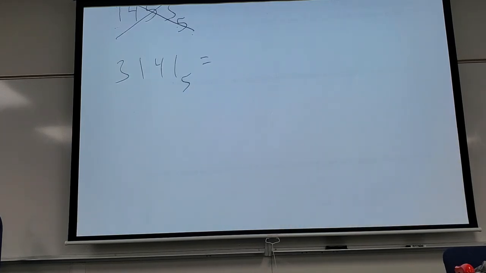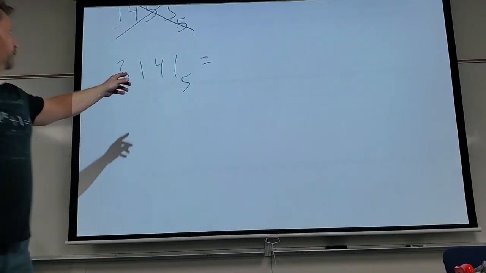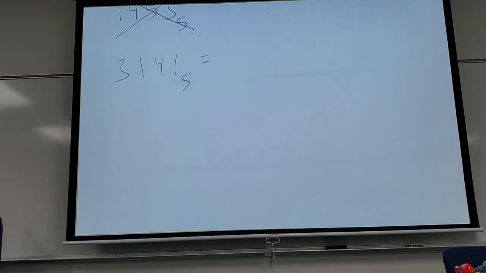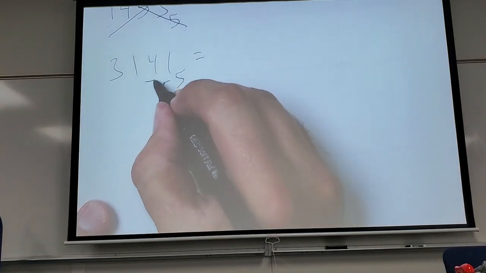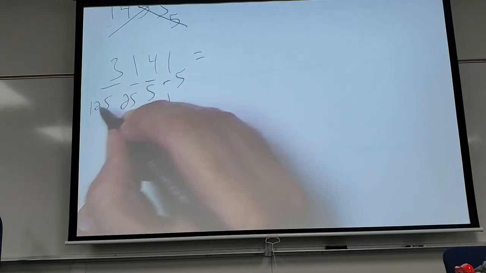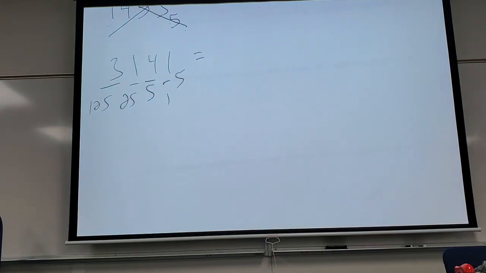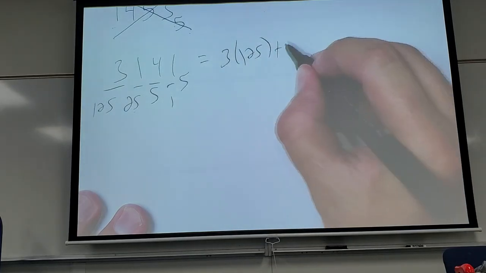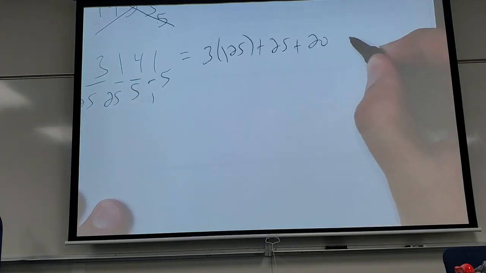What's the first step? The first step is basically the same. Anytime I'm going from somebody else's system to my system, I want to identify what the places mean. So what does this place mean? 1s, 5s, 25s, 125s, okay. So going from anybody else's to ours is always multiplication and addition. Very straightforward. So this would be 3 125s plus 1 25 plus 4 5s plus 1.